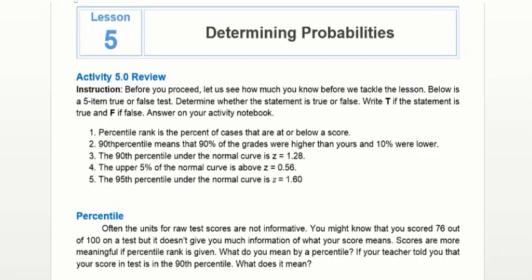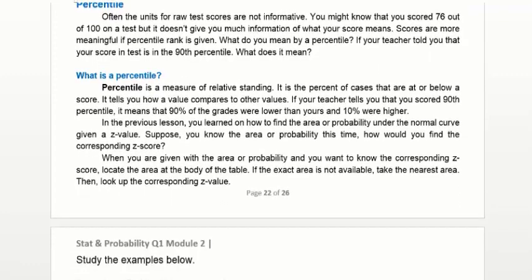This is what we now call percentile. Often the units for a raw test score are not informative. You might know that you scored 76 over 100, but it doesn't give you much information. You might feel you're high, but the rest of the class actually got 90 and above, so you were the lowest. Or vice versa, you think you're low with 76 out of 100, but apparently you're the highest, and the rest got 50 and below, you know?